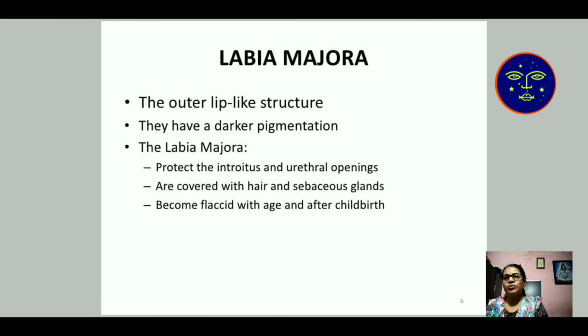Then the labia majora, the outer lip-like structure with darker pigmentation, is known as the labia majora. It protects the urethral and vaginal openings, and is covered with hair and sebaceous glands, and becomes flaccid with age and after childbirth.